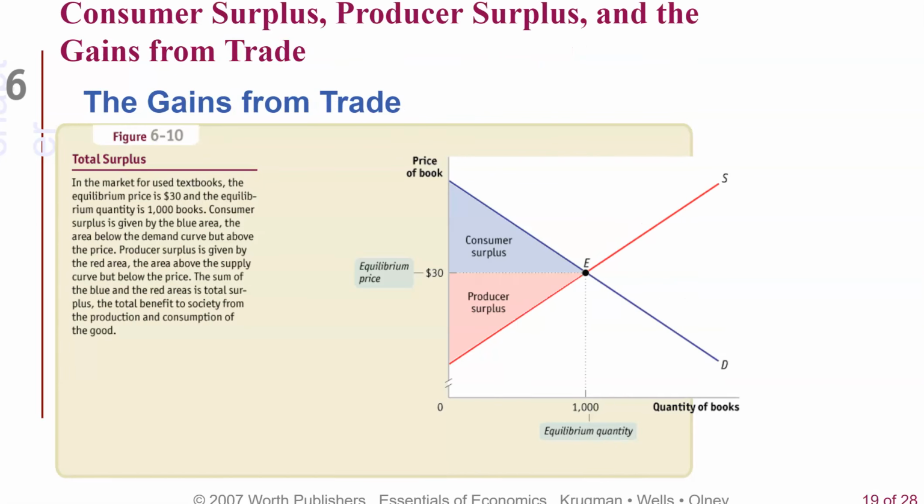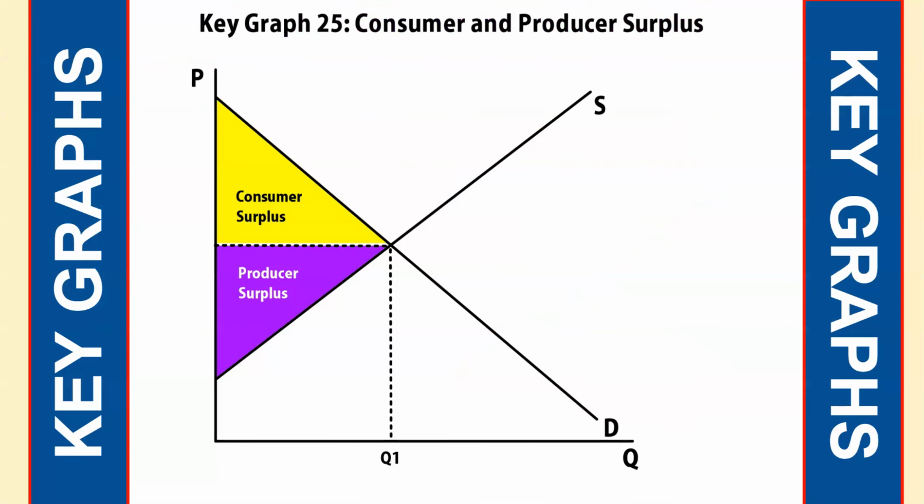So if we look together at these items, what we see is the consumer surplus, essentially everything above the price point and below the demand curve. The producer surplus, everything below the price and above the supply curve. And that gives us our consumer and producer surplus. And this takes us to key graph 25, the consumer and producer surplus that we see here. Again, everything above the price point that you're buying at equilibrium to the demand curve is going to be consumer surplus. Everything from that price down to the supply curve is going to be the producer surplus in that case.